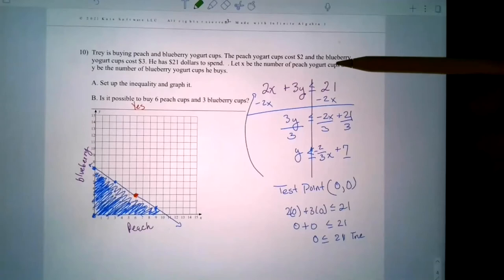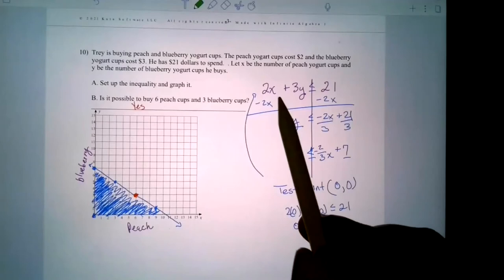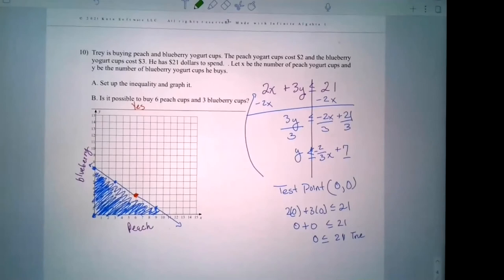So that is a sign of an inequality because I can't go over that 21. But I can spend less than the 21. I don't have to spend exactly $21. Okay. And so my inequality is 2x plus 3y is less than or equal to 21.